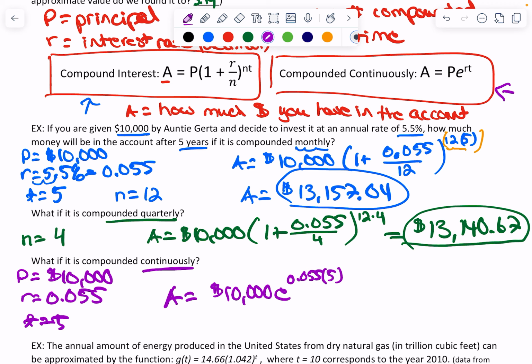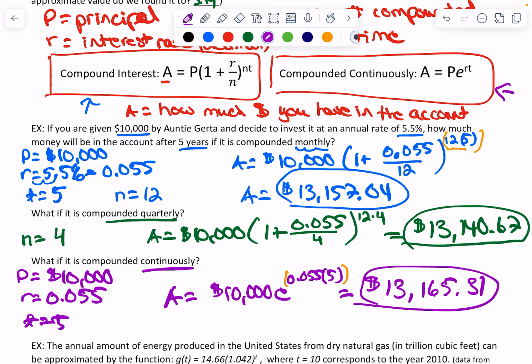And again, the same thing as I said previously: make sure that if you're plugging this whole thing into the calculator, you put that multiplication inside parentheses. Otherwise, the calculator is going to think that you're only raising the e to the power of 0.055 and then multiplying that answer by 5, not that you're multiplying the 0.055 by 5. Okay? So when we do this calculation, we get $13,165.31. So the more we compound, the more money we're going to get.